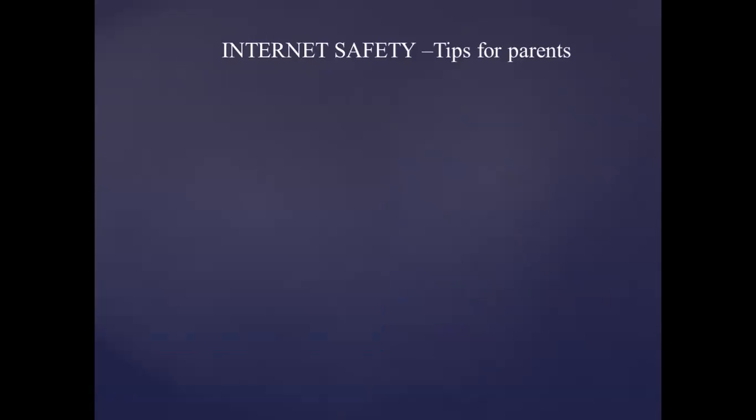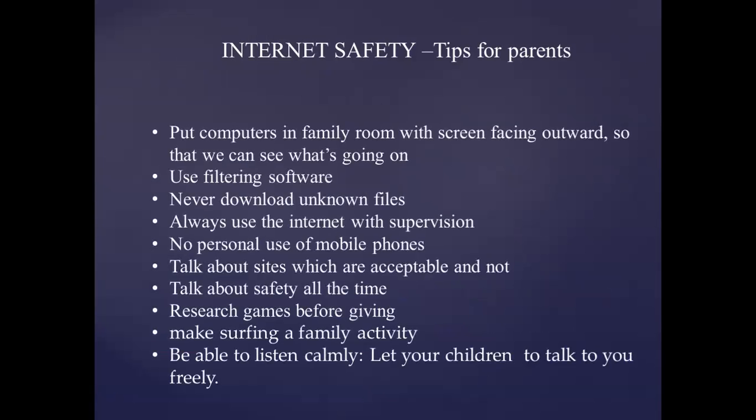Next is internet safety tips for parents. Put computers in the family room with the screen facing outward so that you can see what's going on. Use filtering software. You can get it from the internet also. It's not too expensive, maybe you'll get it free. Use filtering software to block unwanted sites. Never download unknown files. Make them understand that they should not download unwanted files that are harmful to them. Always use the internet with supervision only.